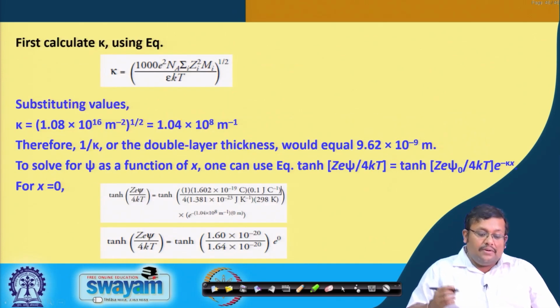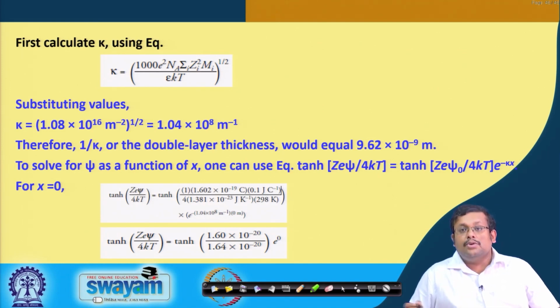Remember, first we have to calculate the reciprocal of the thickness, that is k. Reciprocal of the thickness of the diffuse double layer, that is k. So, we first calculated k, and all the values were substituted and we got the value of k, and then for getting the thickness of the diffuse double layer we take the reciprocal of k. So, 1 by k, which we calculated as around 9.62 into 10 to the power minus 9 meter.